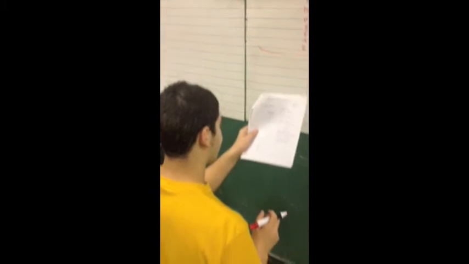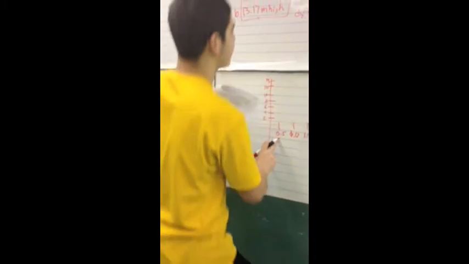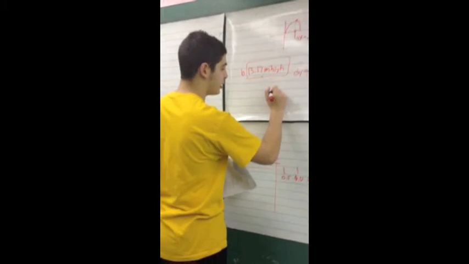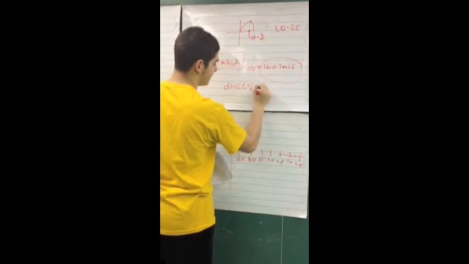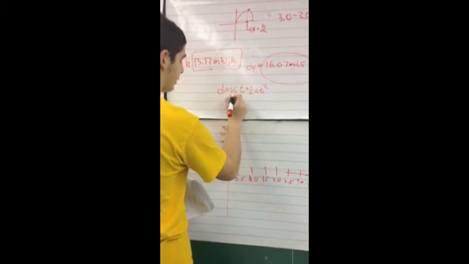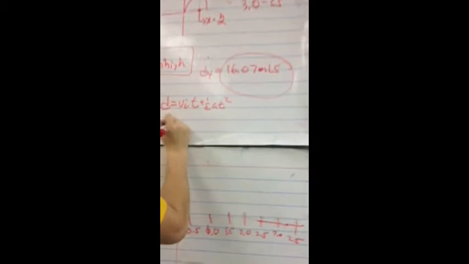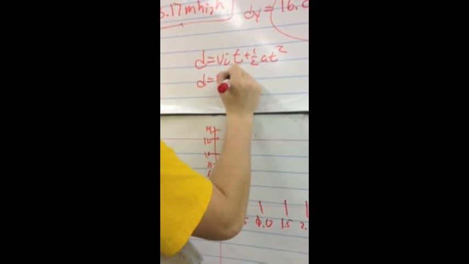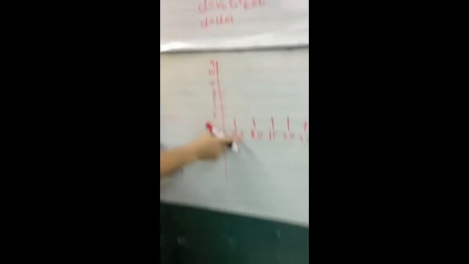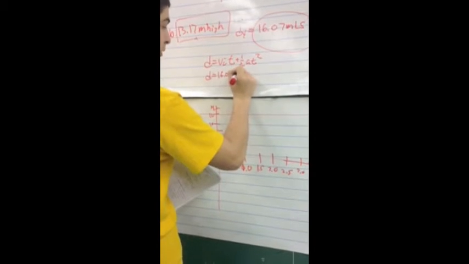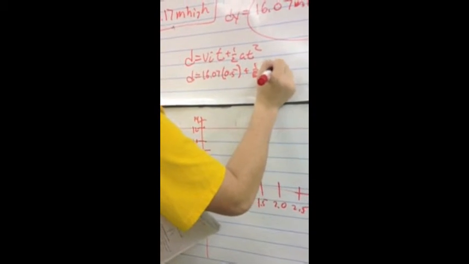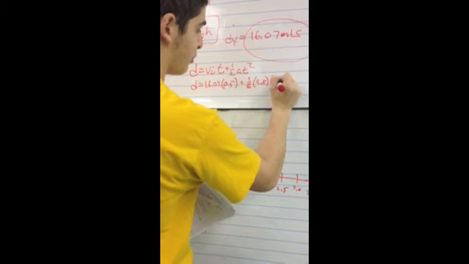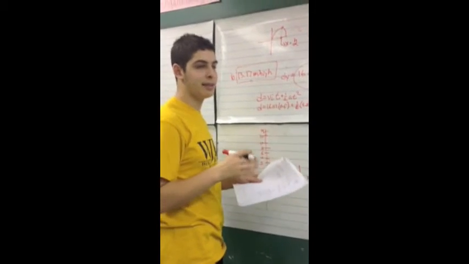And then I plugged each of the x values into where the time would be in the equation. D is equal to v_i t plus 1/2 a t squared. Your initial velocity was 16.07. Let's say I wanted to use the time of 0.5. D equals 16.07 multiplied by 0.5, plus 1/2 of your acceleration, which is 9.8, multiplied by 0.5 squared, and you get your answer of between 6 and 8.